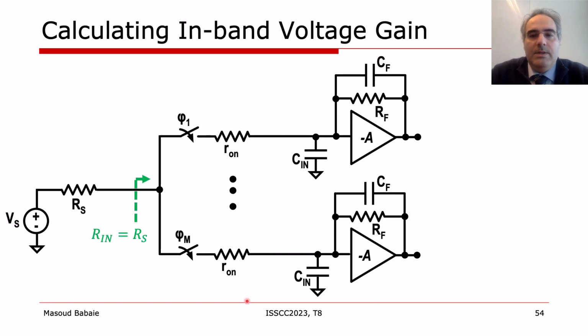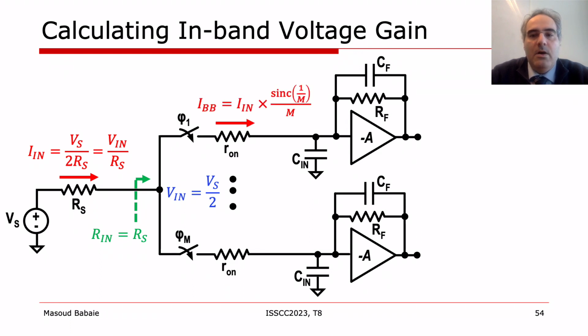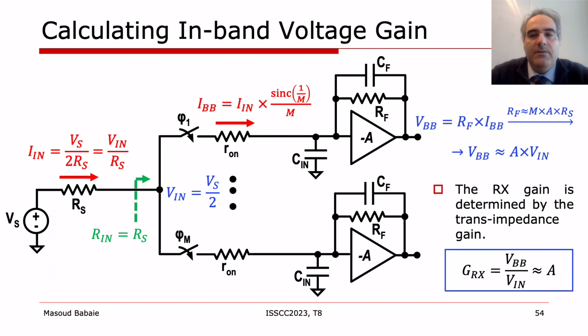At in-band frequencies, the receiver input impedance is equal to Rs. As a result, the input voltage is half of the source voltage and the input current is Vin over Rs. The RF current is then converted to the baseband current with a mixing factor of sinc of 1 over M divided by M. The baseband current flows into the feedback resistor and realizes a baseband voltage with a value of A times Vin. Consequently, the receiver gain, defined by the output voltage of the baseband amplifiers over Vin, is equal to A, which is exactly the gain of the operational amplifier.